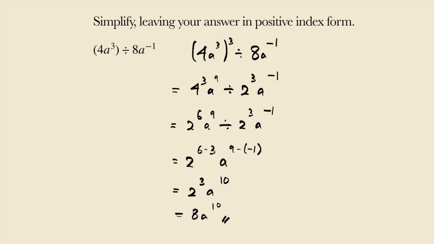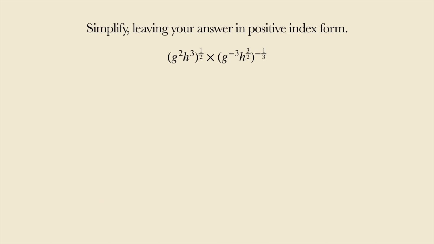Alright, so what is nice about this? You see this division sign here? Now when we are dividing numbers with the same base, we subtract the powers, don't we? Division, subtract the powers. Look, base 2, base 2. So it's just power 6 minus power 3. Base a, it's just power 9 minus minus 1. Careful. Power 9 minus minus 1. So we get 2 cubed, a power 10. And what's 2 cubed? It's just 8. So it's 8a power 10. Many different ways to do this. This is just one of them.